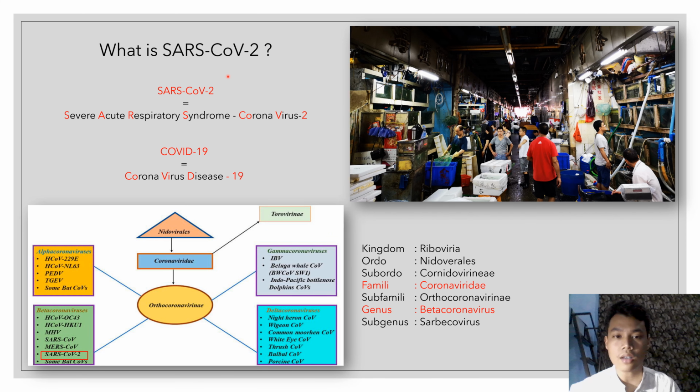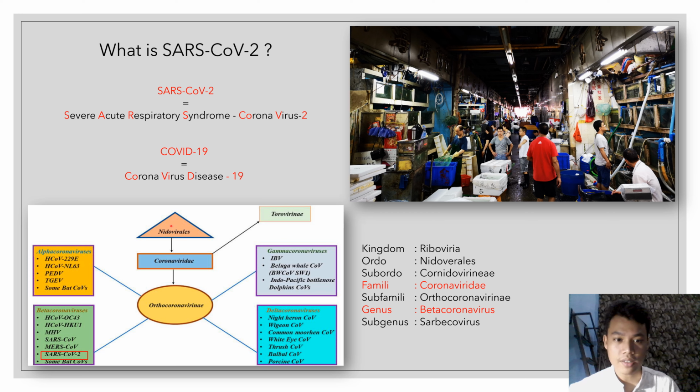First, what is SARS-CoV-2? SARS-CoV-2 stands for Severe Acute Respiratory Syndrome coronavirus 2, which caused a disease called COVID-19 or coronavirus disease 19. Coronaviruses are a large group of viruses that are common among animals. In rare cases, they are what scientists call zoonotic, meaning they can be transmitted from animals to humans.